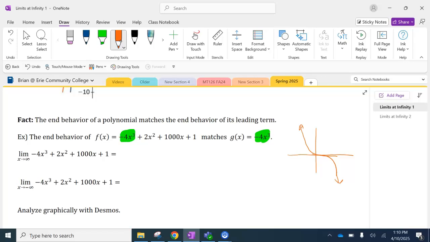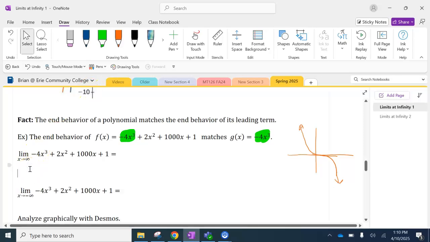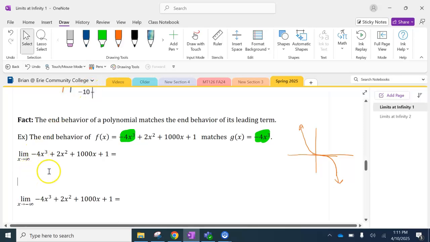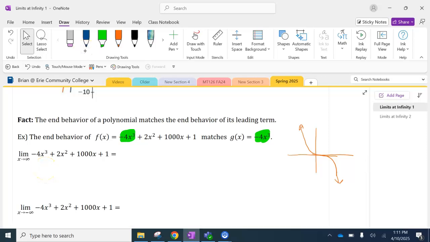I want to do a little bit of work to show this algebraically, and this is going to translate over to what we're doing with rational functions right after this, and it's by factoring out the negative 4x to the third power. So I'm just going to rewrite this a little bit.